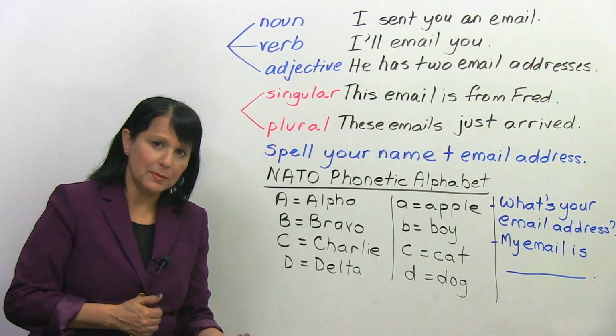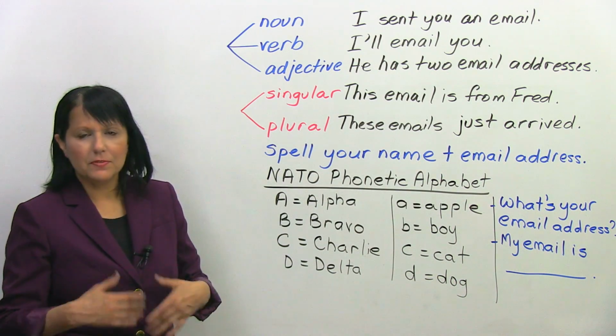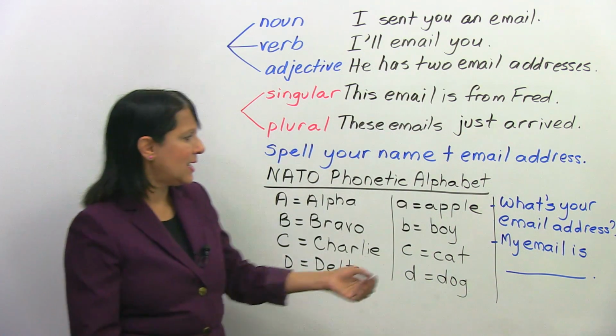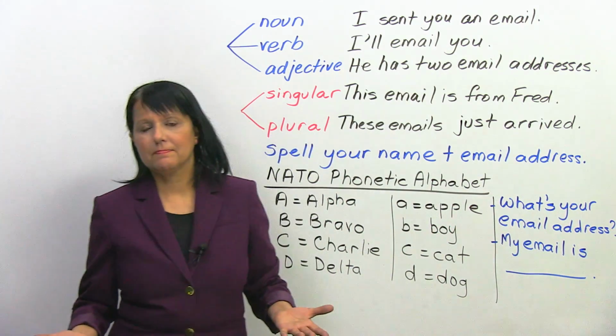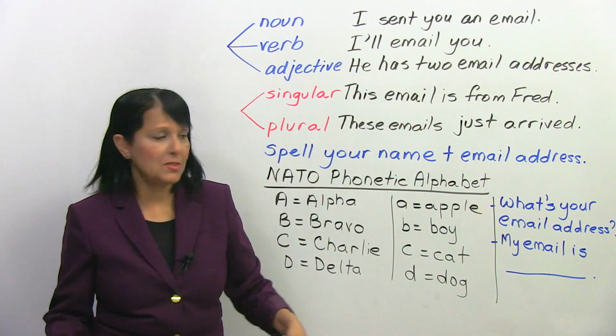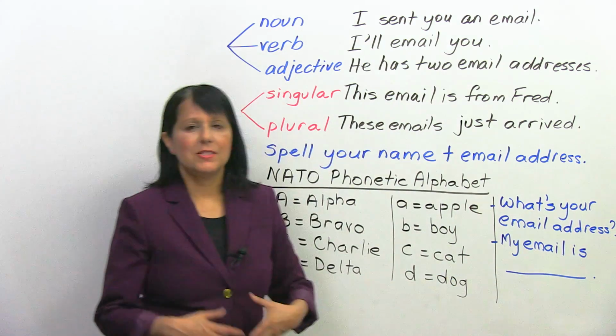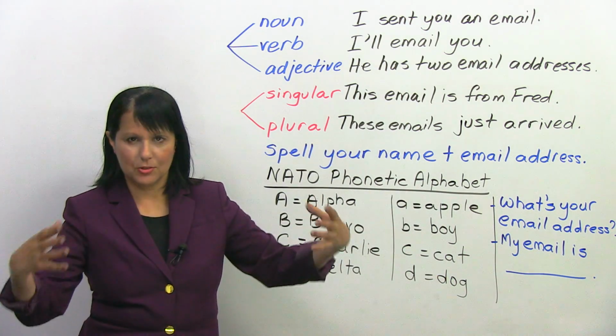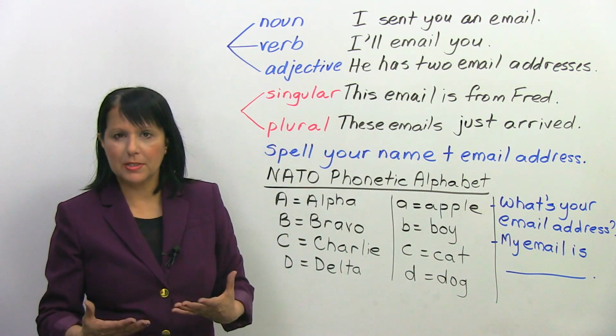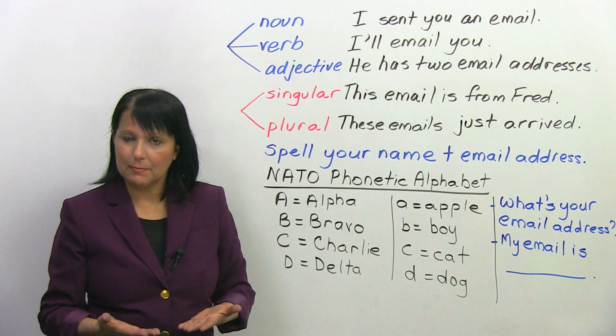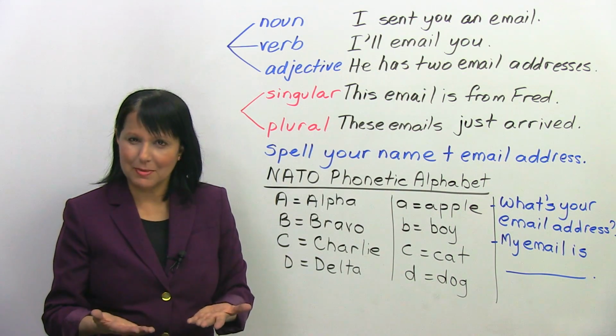Okay, now, how do we ask people for their email? How do we give them our email? Usually it's pretty simple. If it's in a casual conversation, you could just say, what's your email address? Okay? Or what's your email? Sometimes they don't even say address. When we say email, they understand it means email address. Okay? Or more formally, could you please give me your email? Or could you please give me your email address?